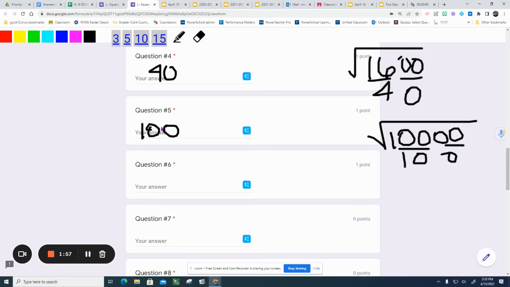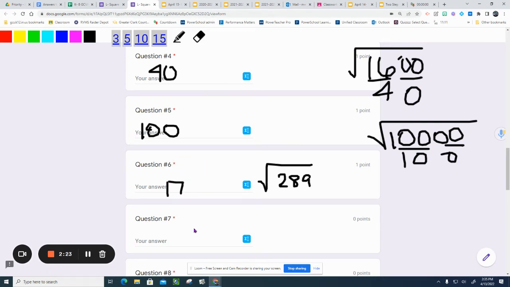Or hopefully you have a calculator. Number 6 is the square root of 289. I think that's 17, but I'm going to double check myself. Square root of 289. 17. I was correct.